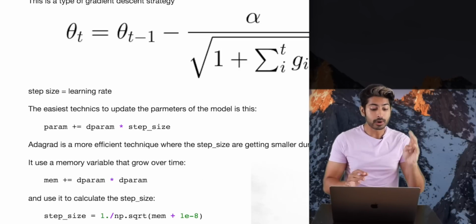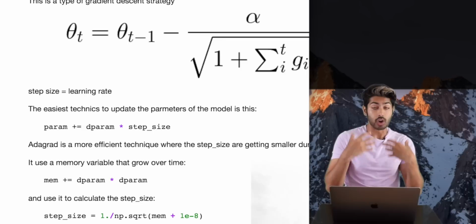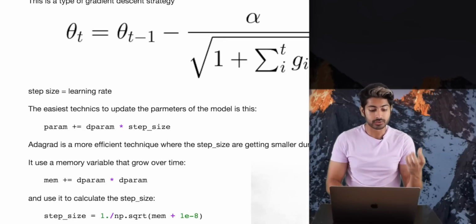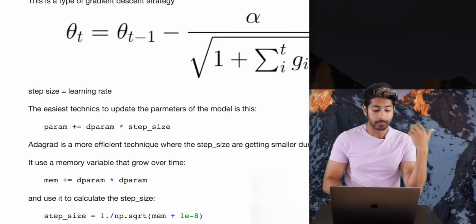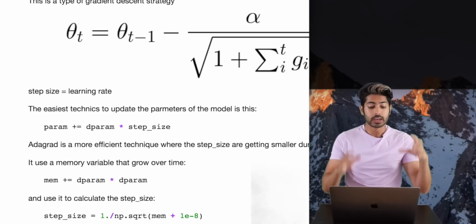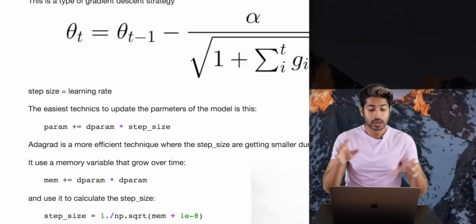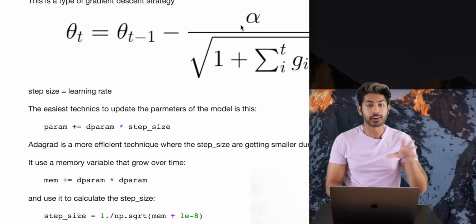We calculate this memory value, which is our gradient, right, of our parameters, and then we update our weight matrix conditioned on the learning rate, which decays over time via this function right here.